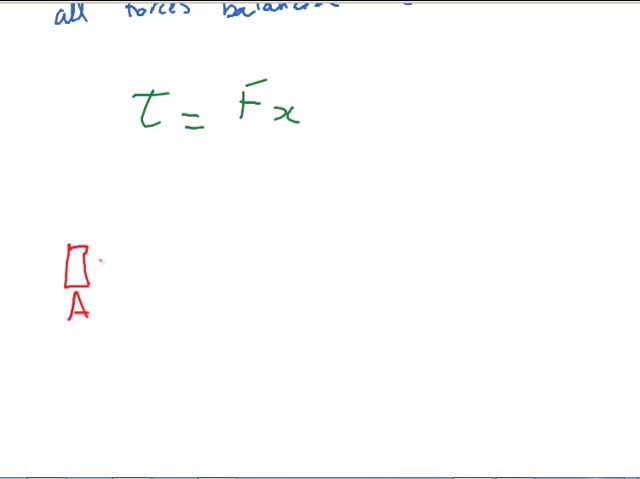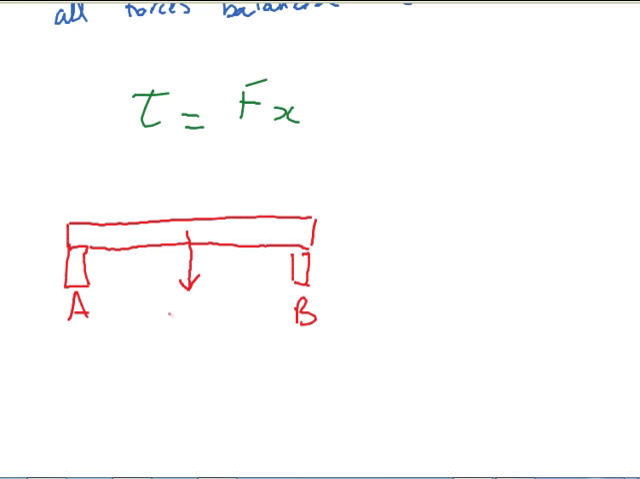We've got support A. We've got our bridge. We've got support B. The weight of the bridge acts through the center of mass. We've got, let's say, a 500 kilogram bridge that's 4 meters long.